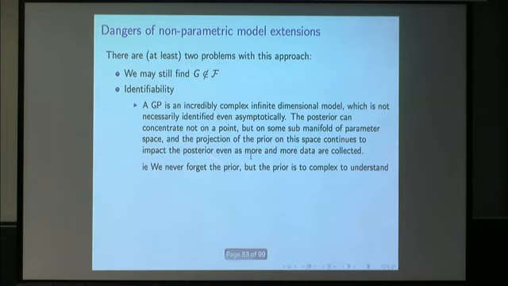This is kind of a rewrite of a statement in a Gelman, Betancourt and Simpson paper that appeared a few weeks ago. It says a GP is an incredibly complex infinite dimensional model which is not necessarily identified even asymptotically. And so the posterior can concentrate not on a point but on some submanifold of parameter space. And the projection of the prior on the parameter space continues to impact the posterior as more and more data are collected. So in other words, we never really forget the prior in these situations. You've got this complex, huge, infinite dimensional prior that we don't fully understand, and the posterior calculation converges to some submanifold of this, and which bit of it we land on is kind of by chance. And that's what's happening here, I think.